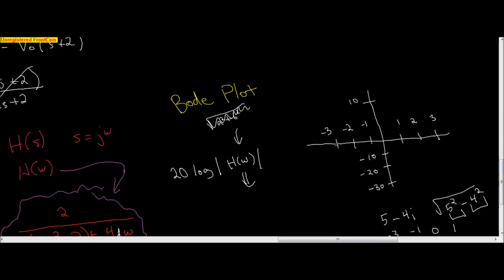So we say this is 0, this is 0. We said this was negative 6 point something, and at 1 we were at negative 34. Cool.